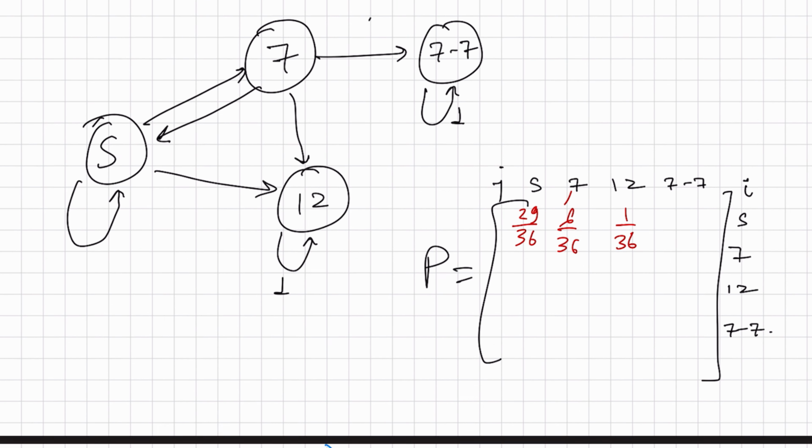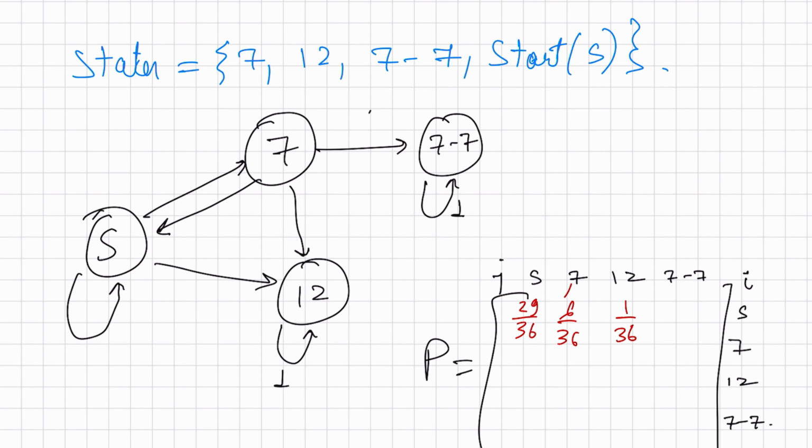Let's quickly go to the transition graph and understand what we're saying. From S to S, this is represented by this part of the transition matrix, and it is 29 by 36. So we can write it here, 29 by 36. From S to 7, 6 by 36, represented by the first row here. From S to 12, this is 1 by 36. Now what you see is that from the starting state, these are the three possibilities it can lead to: here, here, or here.